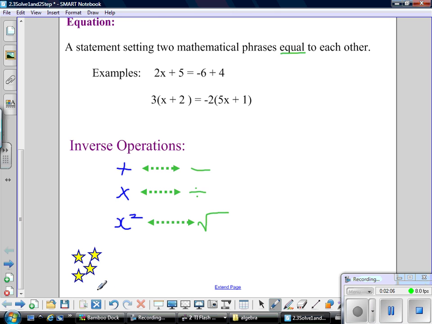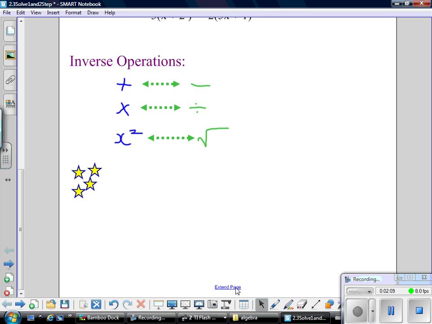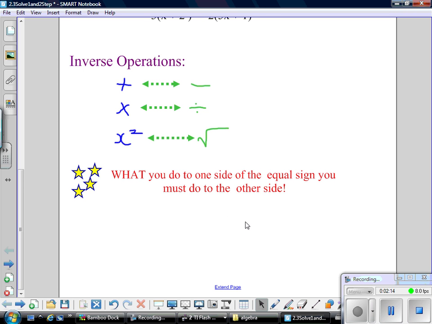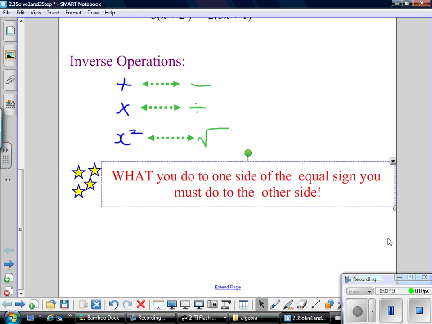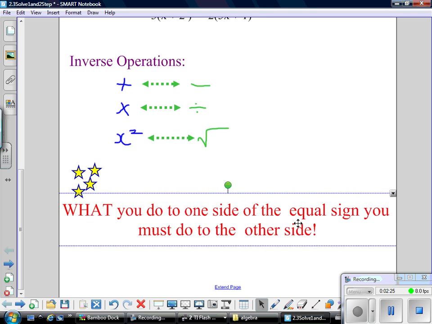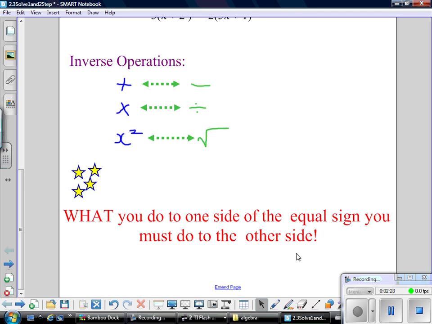Now, lots of stars here. That means what I'm going to show you is really important. Whatever you do to one side of the equal sign, you must do to the other, because it's like a balance. If I could, I'd make that huge so it would take up the whole screen. Whatever you do to one side, you must do to the other, because that equal sign in math is probably one of the most important fundamental things about mathematics. If something is equal to another thing, very, very important.